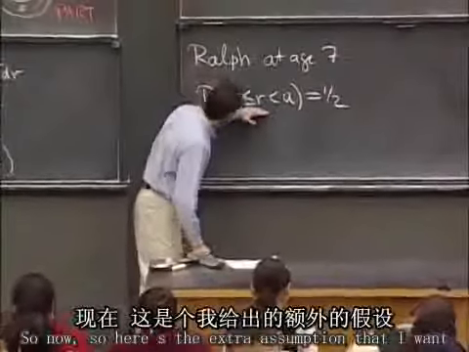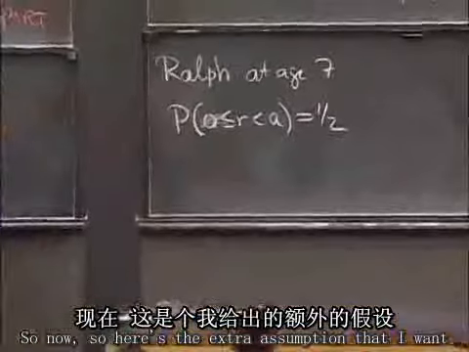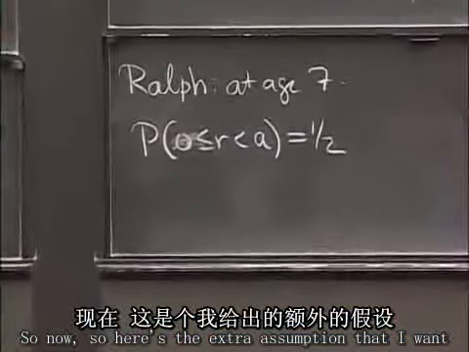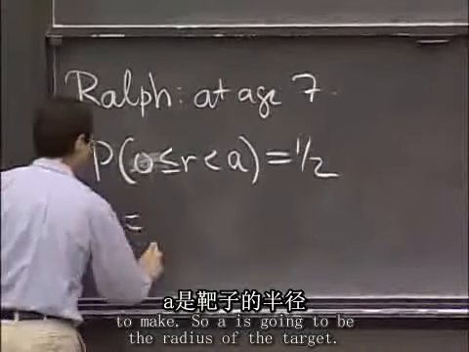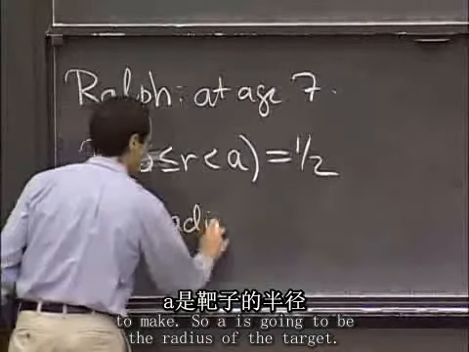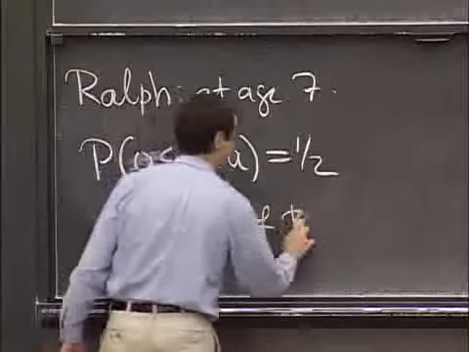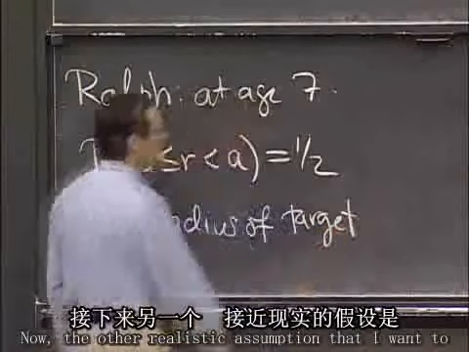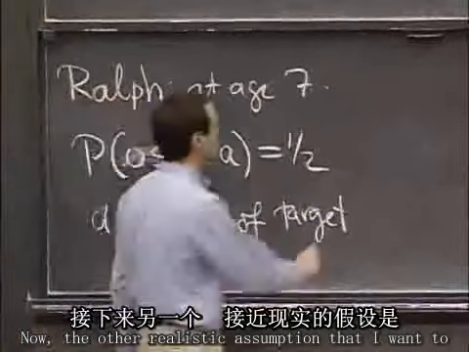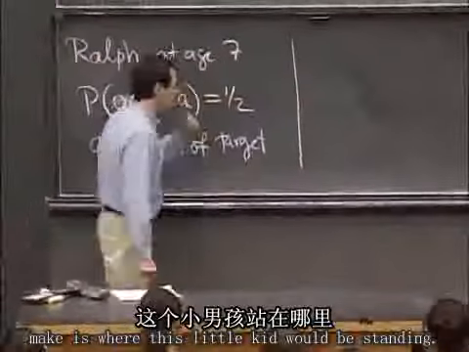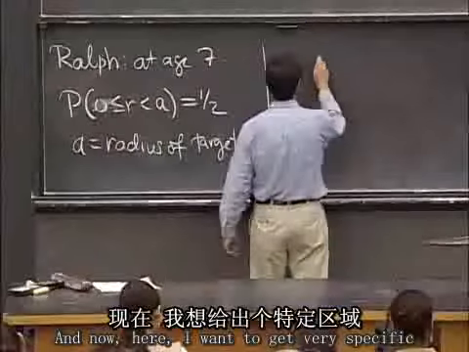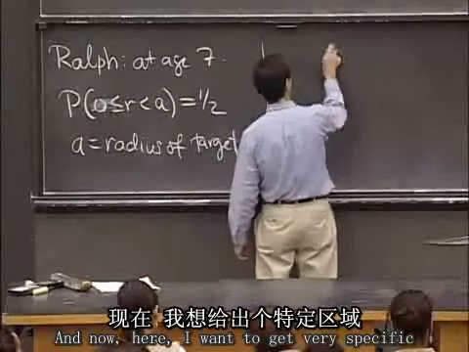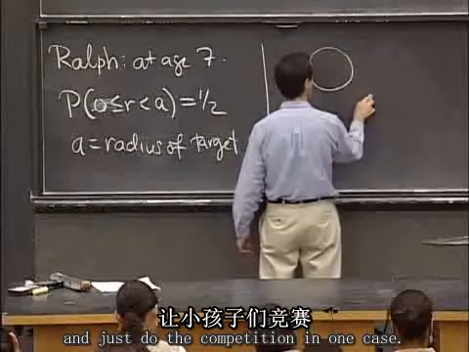All right, so here's the extra assumption that I want to make. A is going to be the radius of the target. Now, the other realistic assumption that I want to make is where this little kid would be standing. And now here I want to get very specific and just do the computation in one case.